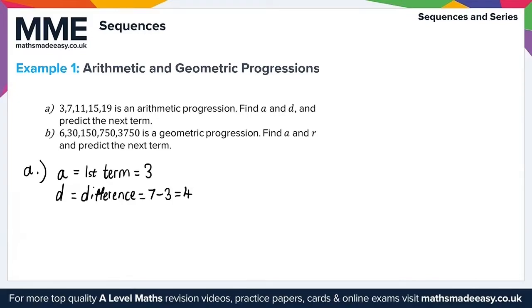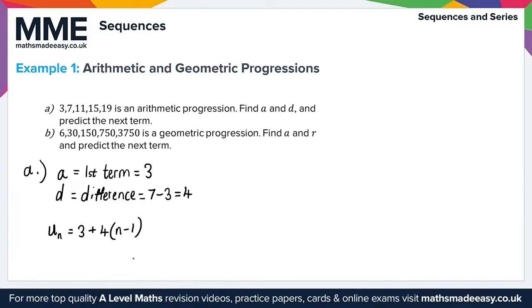Now we need to predict the next term. So to do that, we use our formula here for Un. Okay, and this represents our nth term here. Well, in that case, that's going to be A plus n minus 1 times D. Well, that's going to be 3 for A plus n minus 1 times by D, where D is 4. So that's going to be 4 times by n minus 1 in this case.